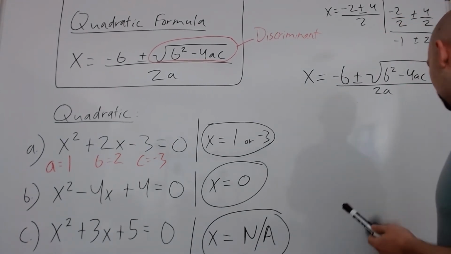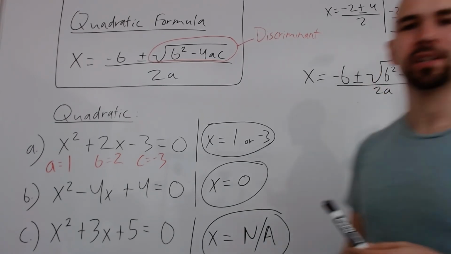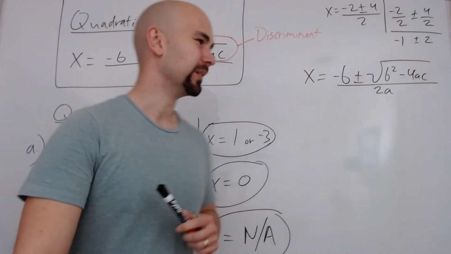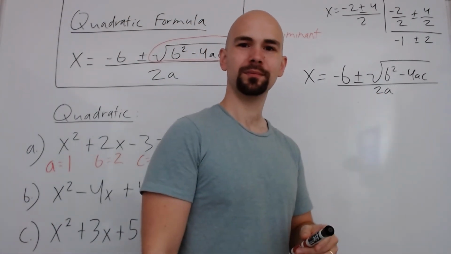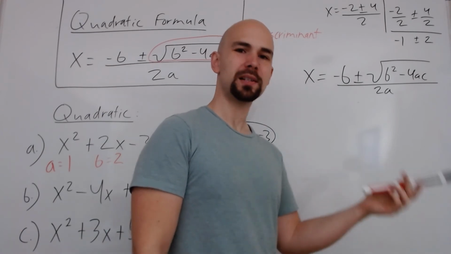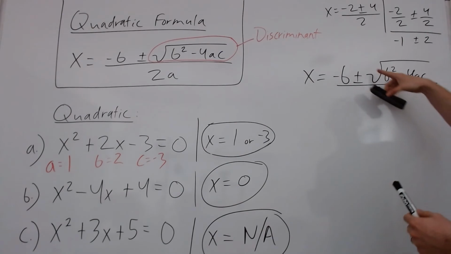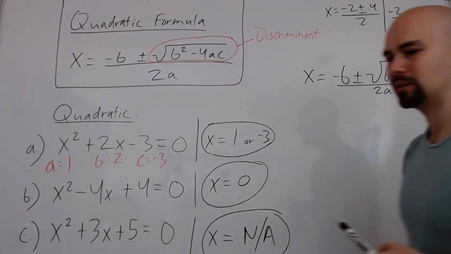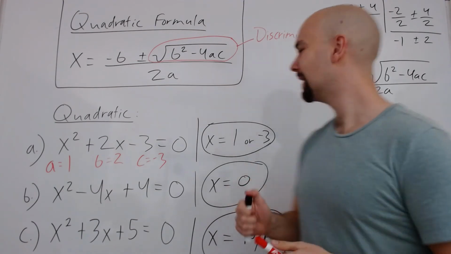Think about this. What's the part of this that actually gives you 2 answers? It's the fact that you have a plus or minus. So you need a this or that as your answer. So what if this is plus or minus 0? Then you would only have one option, because plus 0 is the same as minus 0. So if our discriminant gives us the square root of 0, then that's how we end up getting a quadratic equation with 1 answer.